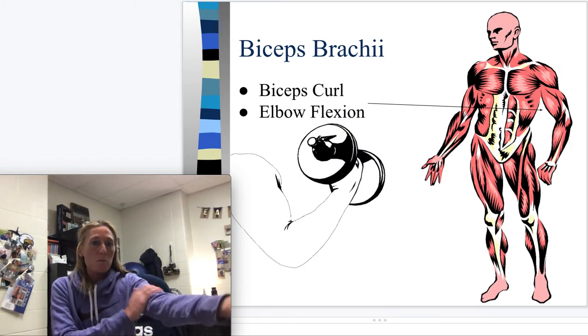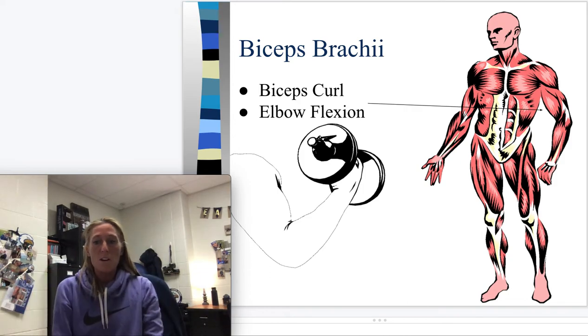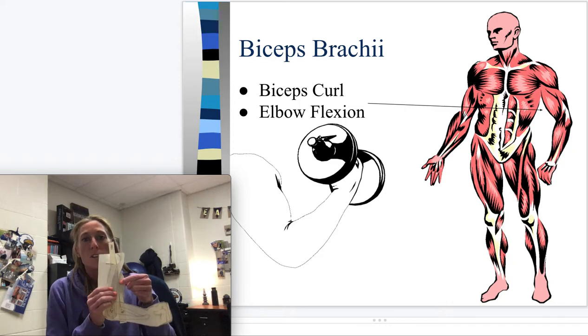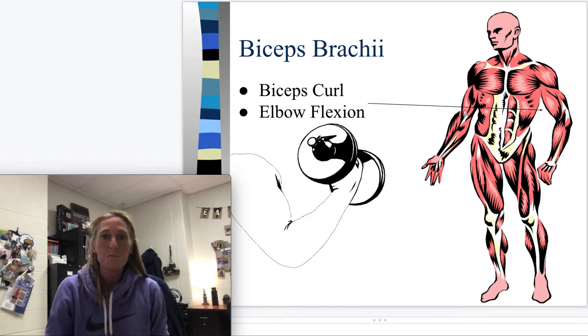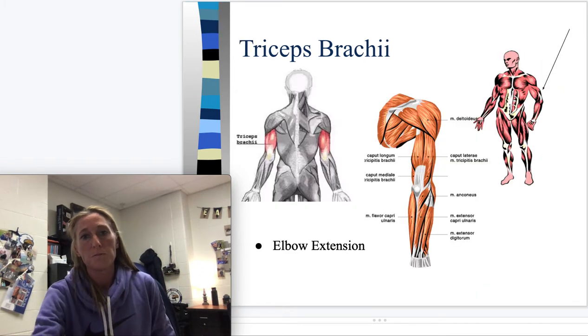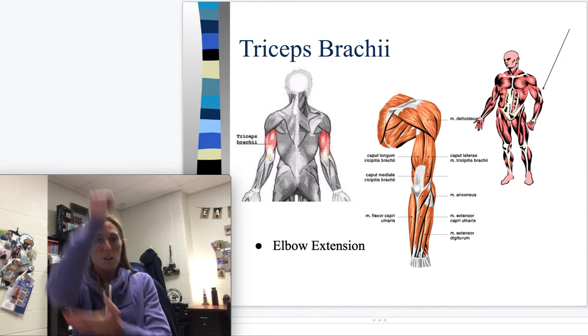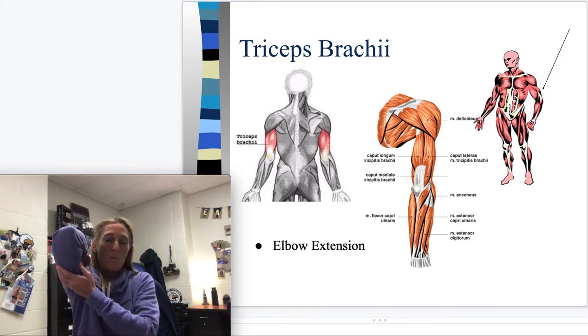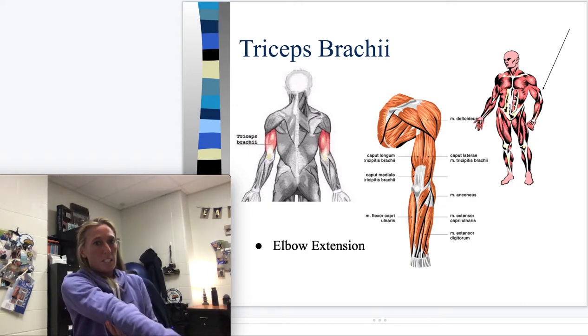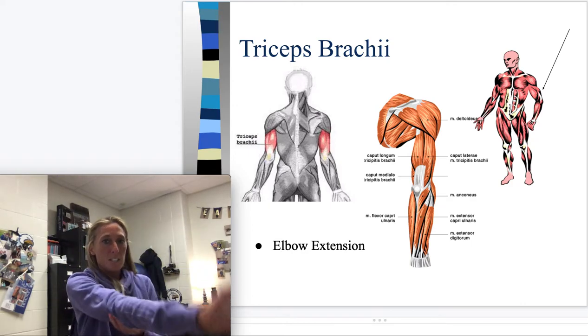Biceps. Your biceps are on the front of your upper arm and allow for elbow flexion. As you saw in my diagram here, this is the bicep muscle that contracts or shortens, and it flexes the elbow. Elbow flexion. So biceps, elbow flexion. The next one is triceps. Triceps are on the back of the upper arm, and triceps allow for elbow extension. So like extending a hand to help somebody. Extension.